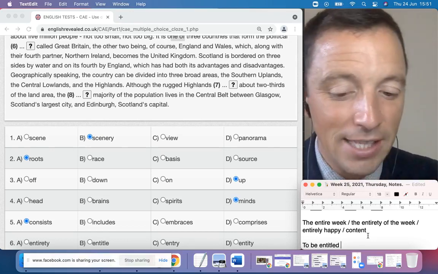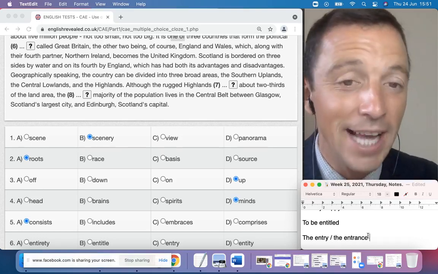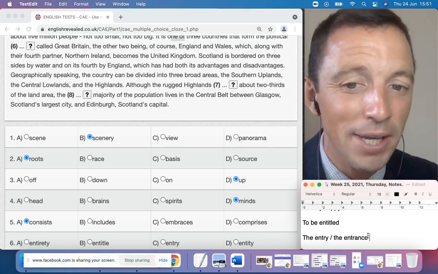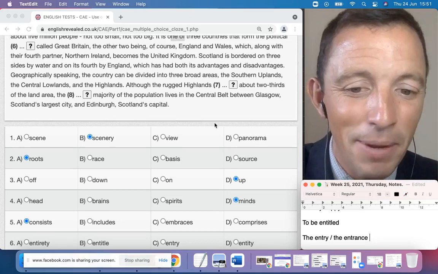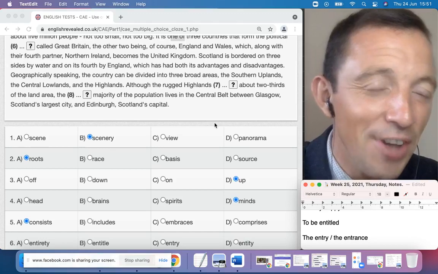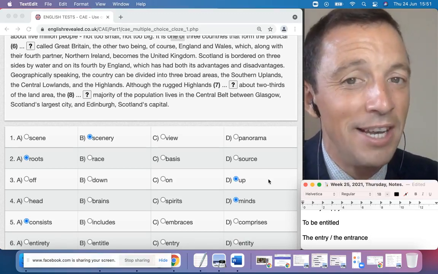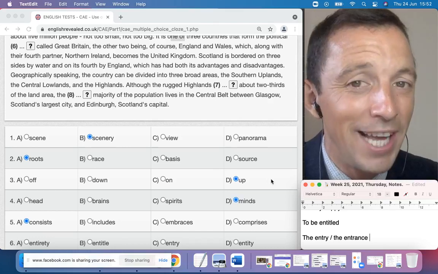Entry is very, very similar to the entrance. There's no real difference, the entrance to the building, the entry to the building. But again, in this context, a political entry, a political entitle, and a political entirety, not really good. So the process of elimination, we are left with entity.